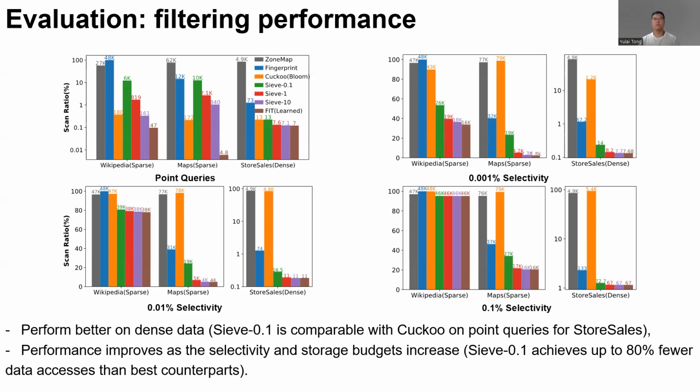Moreover, the performance of SIEV improves as the selectivity and storage budget increase. On point queries, SIEV is able to achieve comparable performance with Cuckoo index, while reducing storage overhead by more than 90%. On range queries, we can see that SIEV reduces data access by up to 80% at smallest size, compared to the best counterparts.